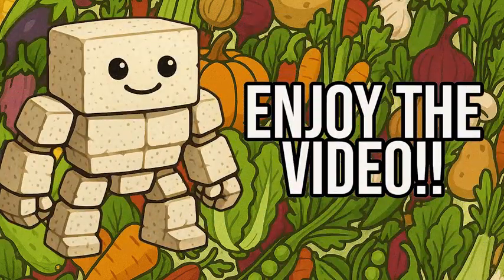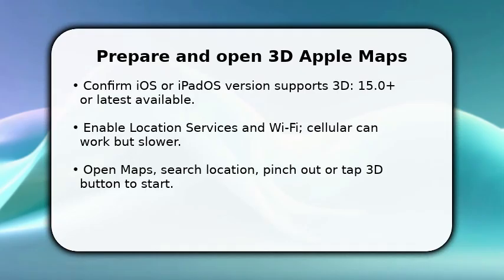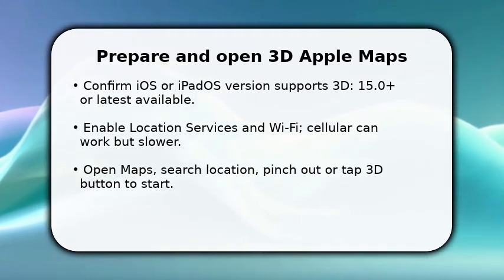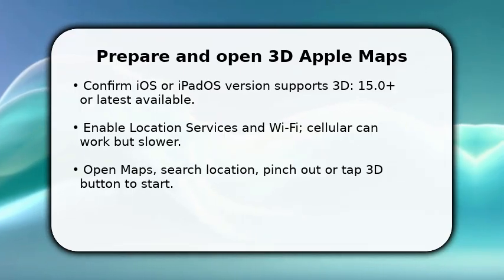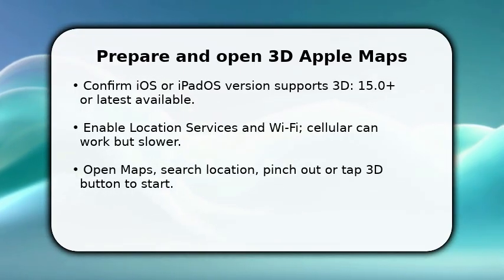Please enjoy the video. You start by making sure your device is ready. Check iOS and Maps updates, then enable location services and Wi-Fi. Open Apple Maps and search the place you want in 3D. That gets you into context immediately.